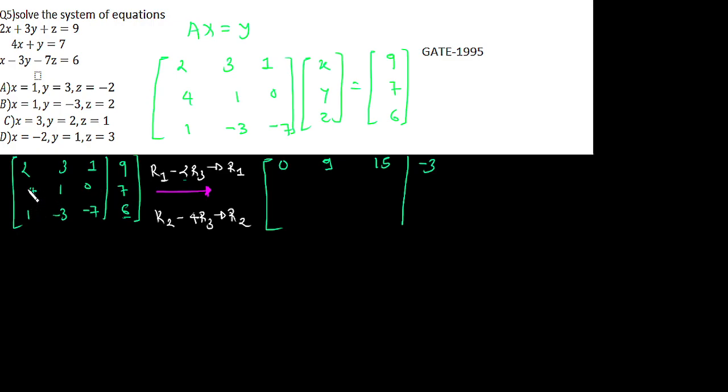Now in the second row we have again plus 4 and minus 4 from this last row, so we are getting 0. Now here we have 12 plus 1, so we have 13. Now here we have to multiply it with minus 4, so we are getting plus 28. Now here again we have to multiply this 6 with minus 4, so we are getting minus 24 plus 7. So minus 24 plus 7, we are getting minus 17. Now the last row will remain as it is.